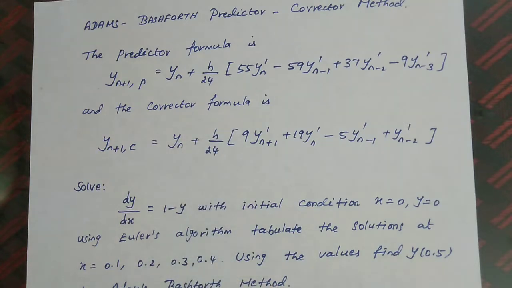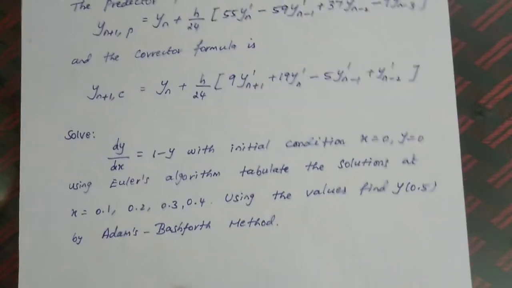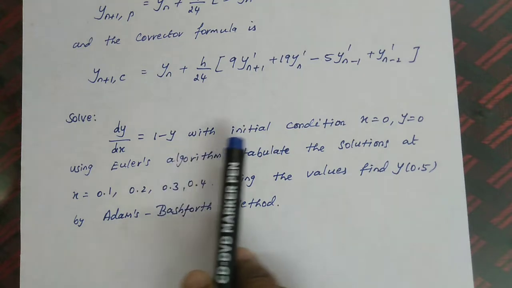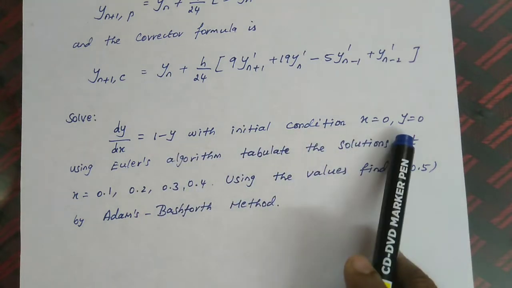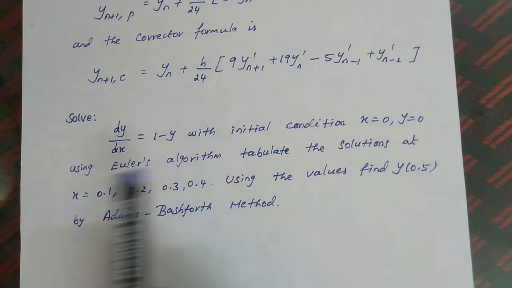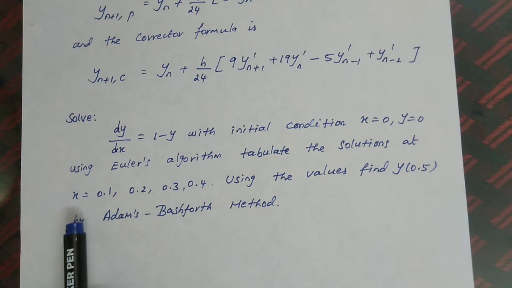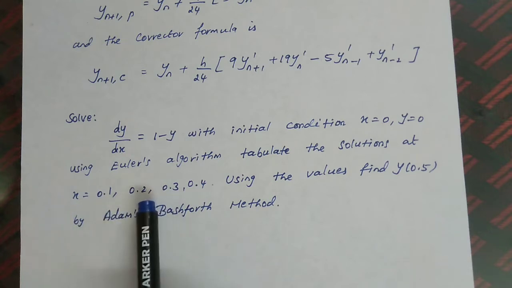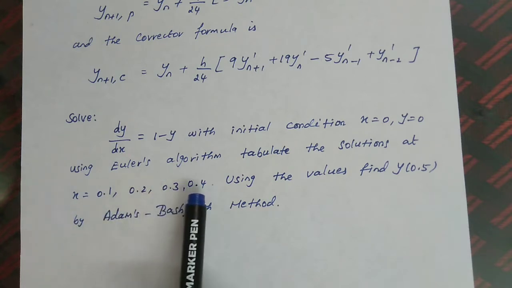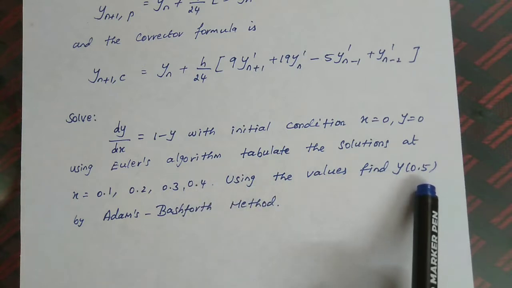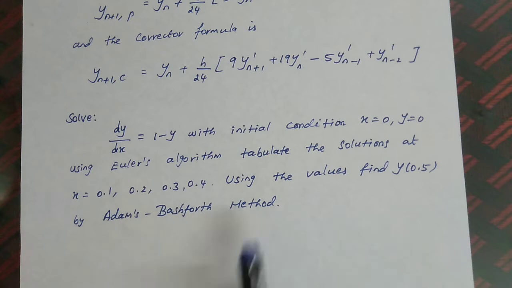The procedure for solving problems is the same under both the predictor and corrector methods. Look at the first question. Solve dy by dx equal to 1 minus y with the initial condition x equal to 0, y equal to 0. Using Euler's algorithm, tabulate the solutions at x equal to 0.1, 0.2, 0.3, 0.4. Using these values, find y of 0.5 by the Adams-Bashforth method.